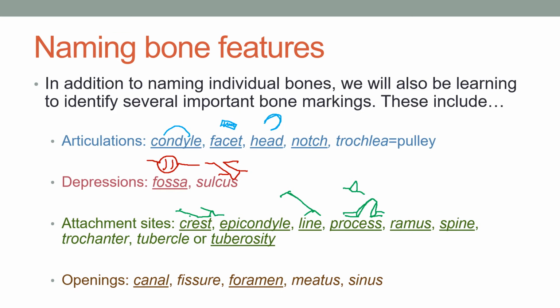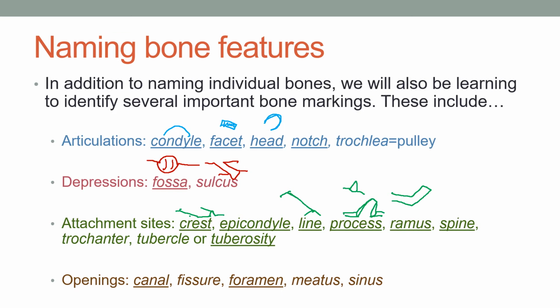A ramus is where the bone comes along and then jogs off in an unusual direction, in a different direction. Ramus means branch in Latin, and it looks like your bone was a tree and it had a little branch there.